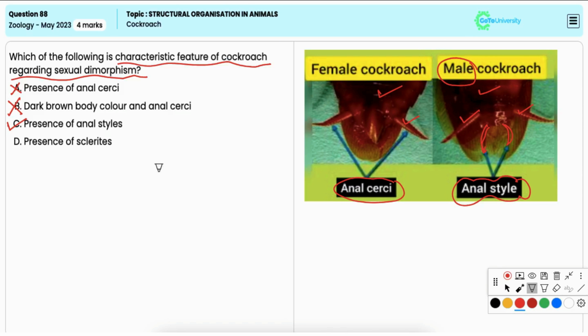Option D, presence of sclerites. It is incorrect. Sclerites are exoskeletal plates present in both male and female cockroaches, so they are not related to sexual dimorphism.